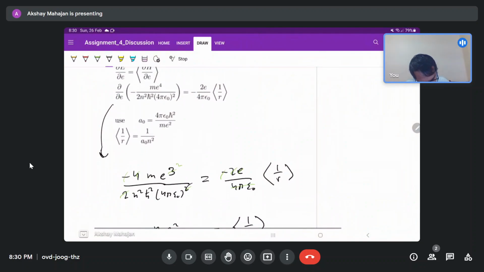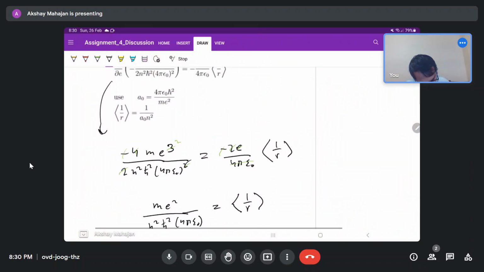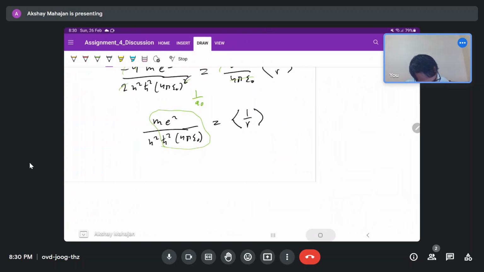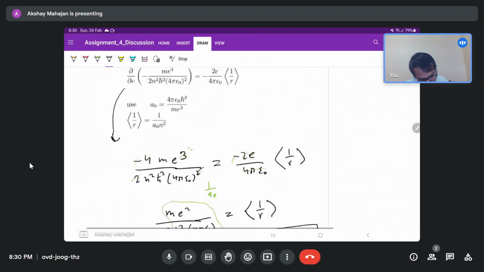Okay, and a naught is given by 4 pi epsilon naught h bar squared upon m e squared. So this is equal to 1 upon a naught. So that's why our answer will be the average of 1 by r equals 1 upon n squared a naught. And that is what is written.